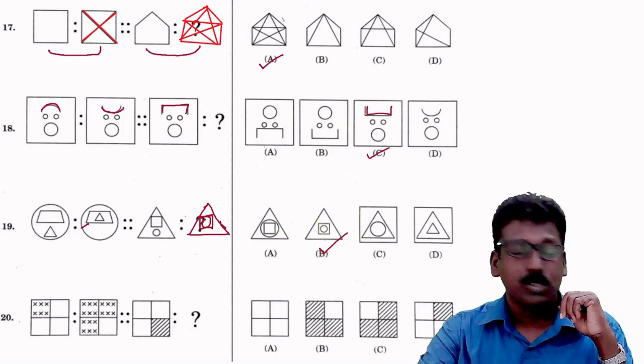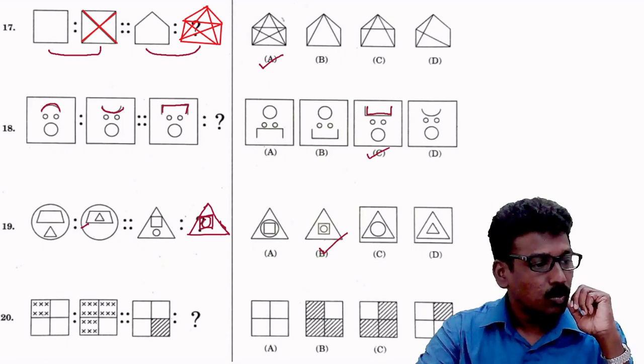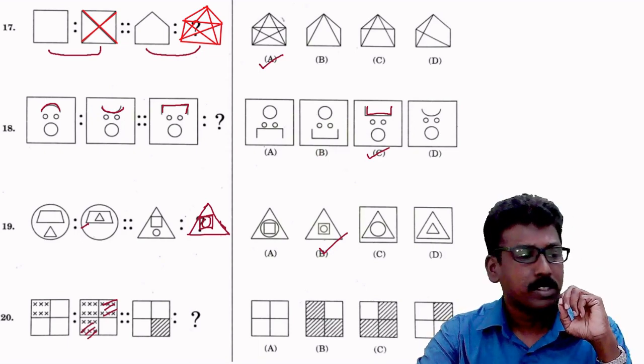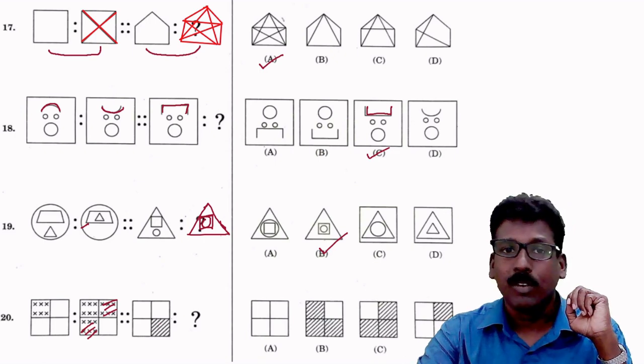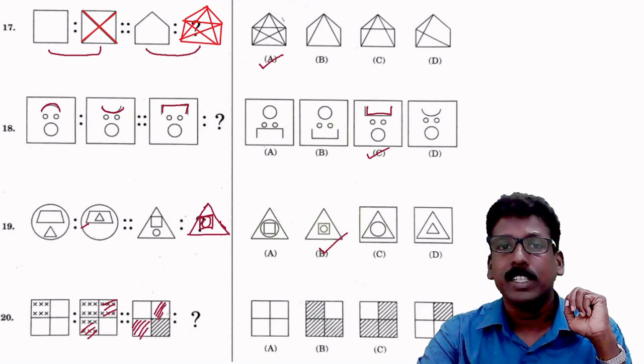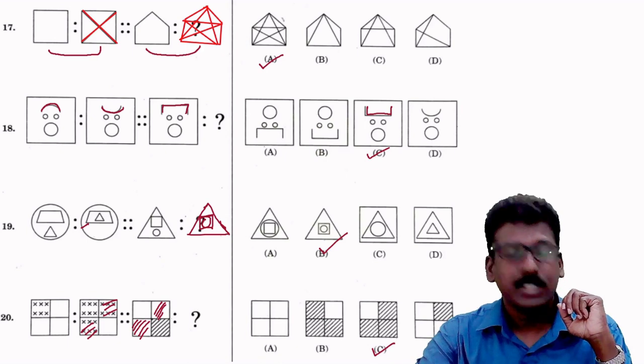Now look at the question number 20. Here 6 cross marks are there in one portion and in the second nearby portion it is filled with the 6 cross marks. So here one portion is shaded. So nearby portion it should be shaded in this way. So your answer will be C.